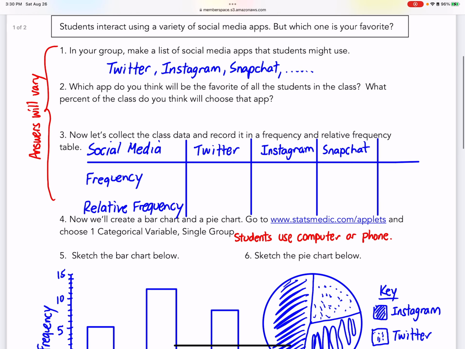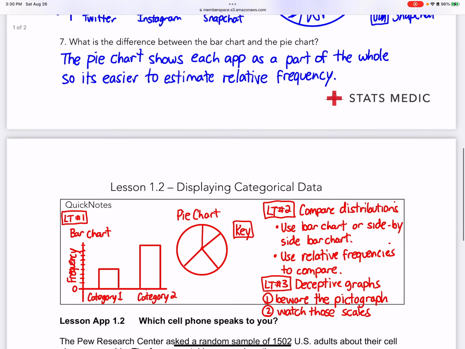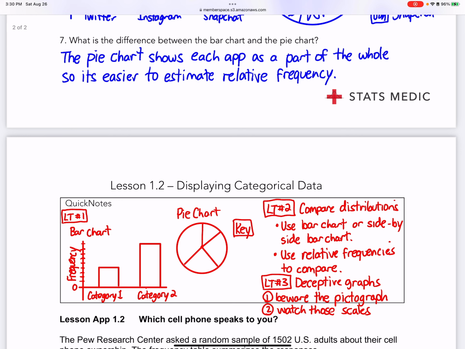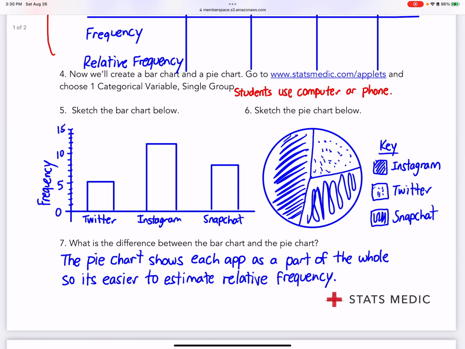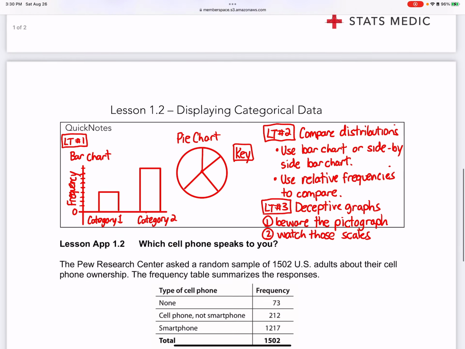Now you can go ahead and click this statsmedic.com applets, and you can make a bar and pie chart by choosing one categorical variable as single group. The difference between a pie chart and a bar graph is mainly that the pie chart uses your relative frequency and shows percentages, and your bar chart shows your frequency.